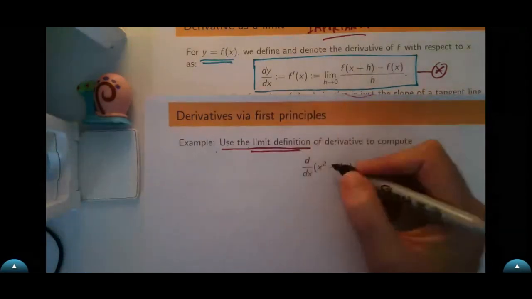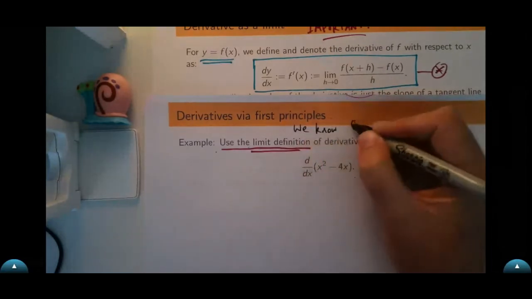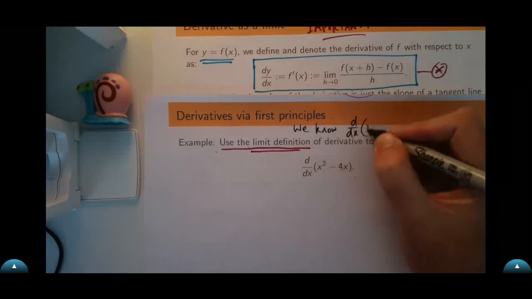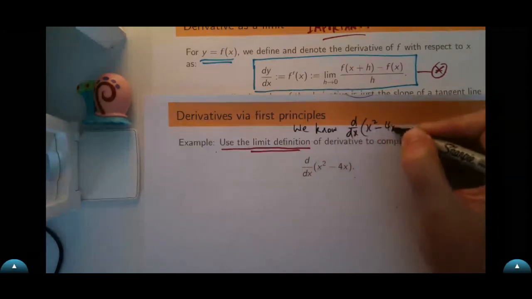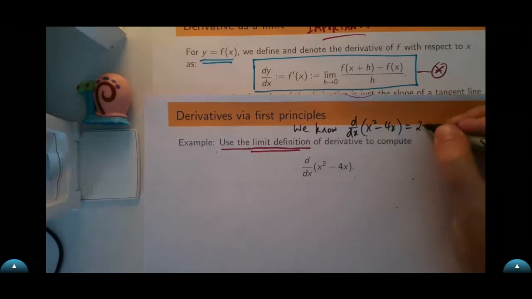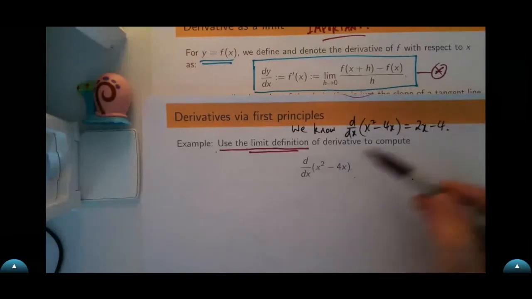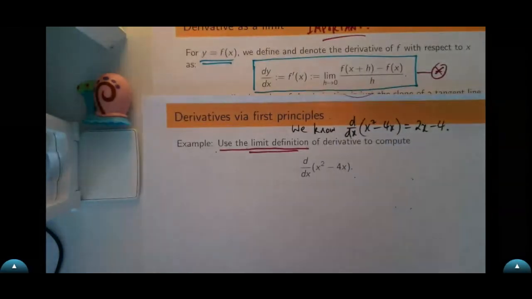Alan, yeah, Anna, exactly. It'll be 2x minus 4, but they actually don't want that. Yeah, so the 2 comes to the front, you decrease the power by 1, and the same over here. Okay, so we know that that is equal to that, but they want us to use this limit definition.